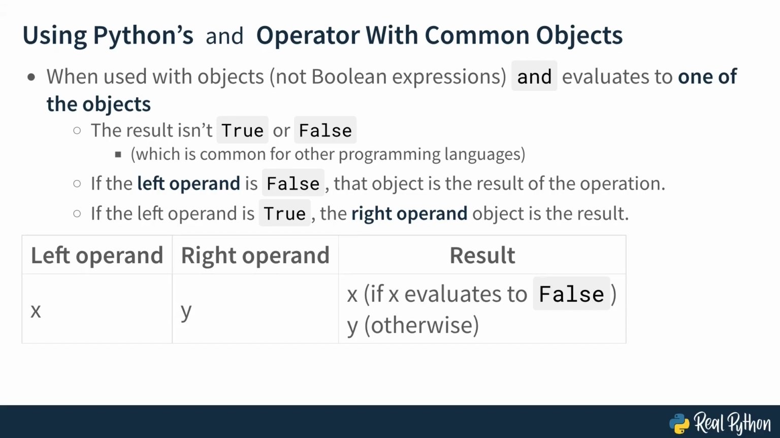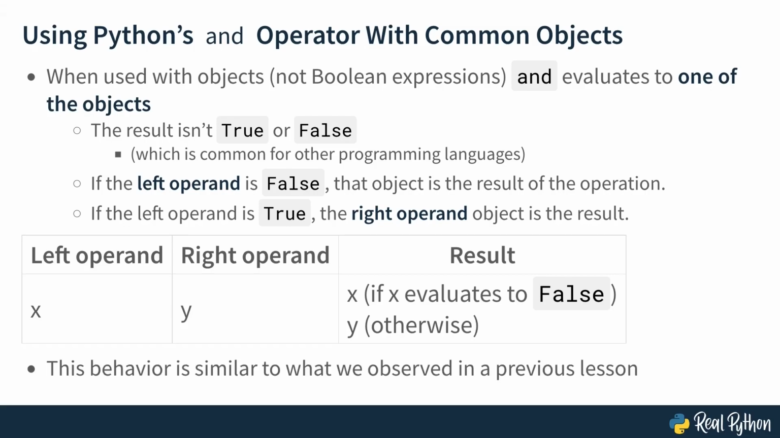So in your program, if you have two objects, x and y, and you're taking the and of them, the result will be x if x is false, and y if x is true. And again, this is basically a generalization of what you've learned before. Let's take a look at some examples.